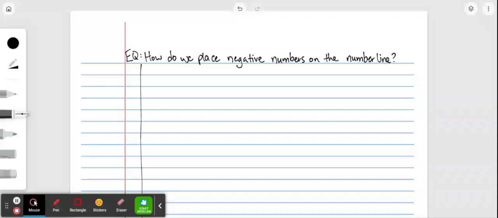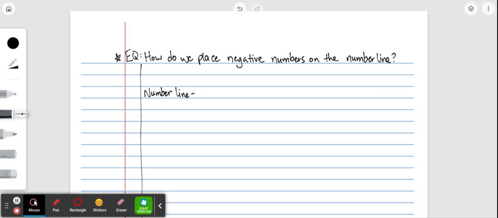All right, beautiful people. So yesterday we talked about what an integer was, and we did a few examples of problems where you use integers. Today, our essential question is, how do we place negative numbers on the number line? So when I have a number line, how do I place those negative numbers on there? So let's review what a number line is.